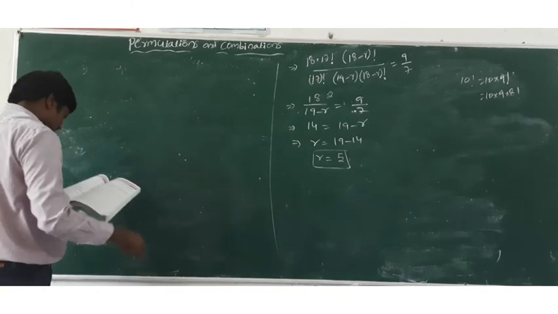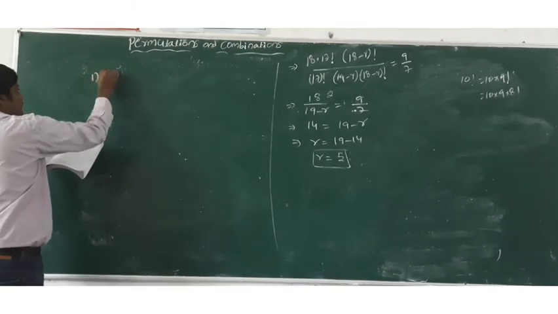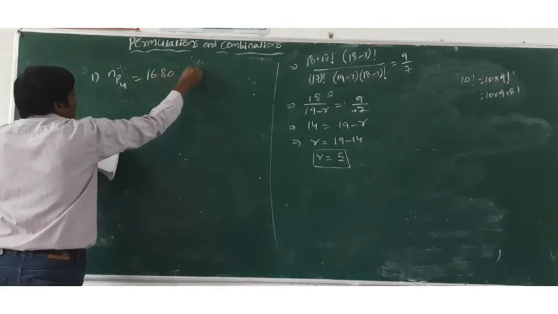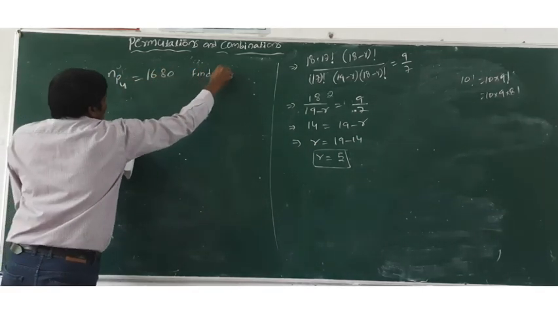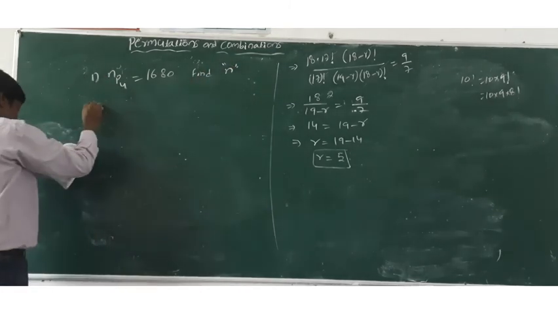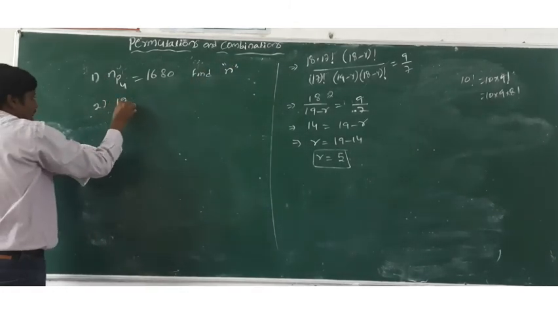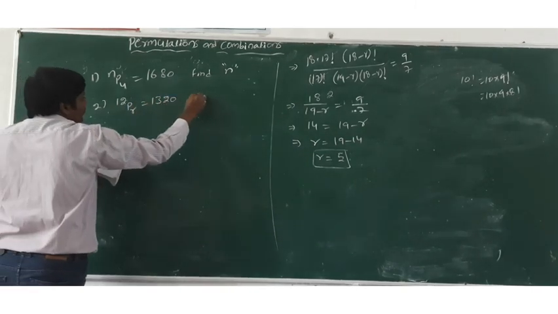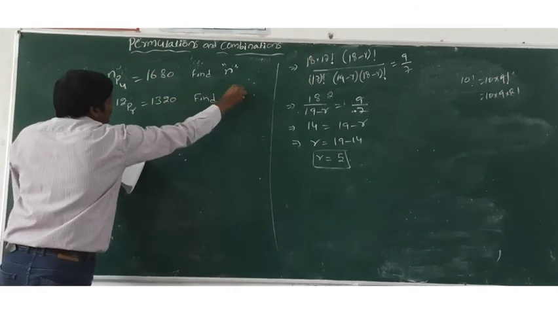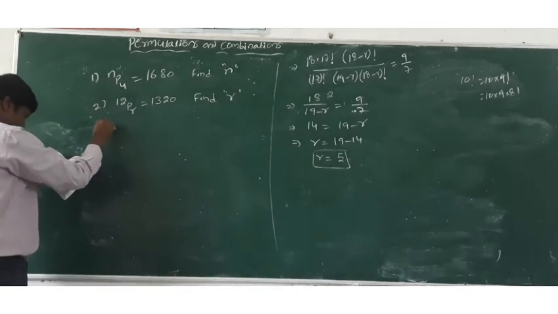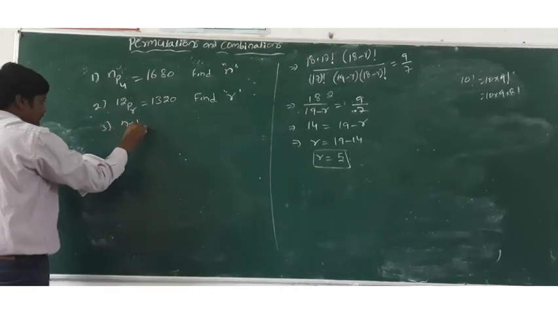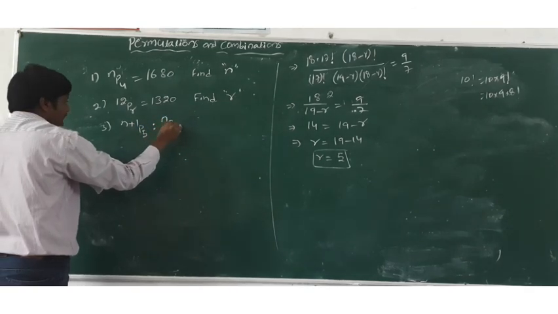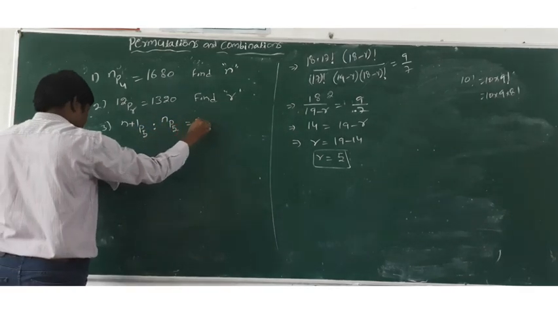You have some example problems. The first problem is nP4 is equal to 1680, then find the n value. The second problem is 12Pr is equal to 1320, then find the r value. Next, the third problem: (n plus 1)P5 is to nP5 is equal to 3:2.